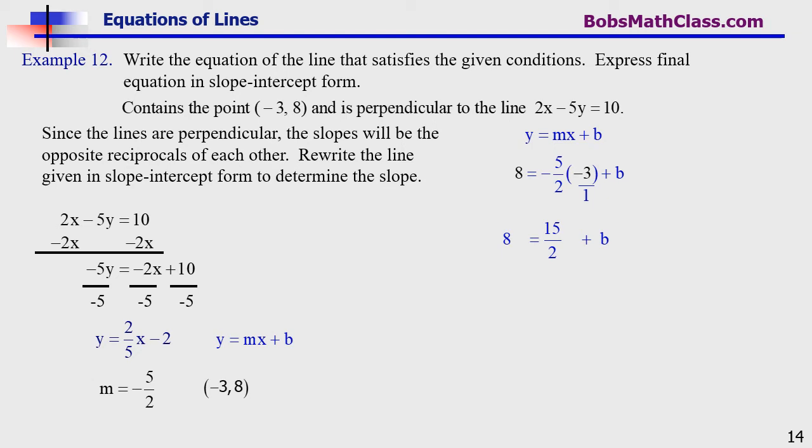8 equals 15/2 plus b. Clear fractions, multiply each term by 2. Reduce. So we have 16 equals 15 plus 2b. Subtract 15 on both sides. And then divide by 2. So you should get b equals 1/2.